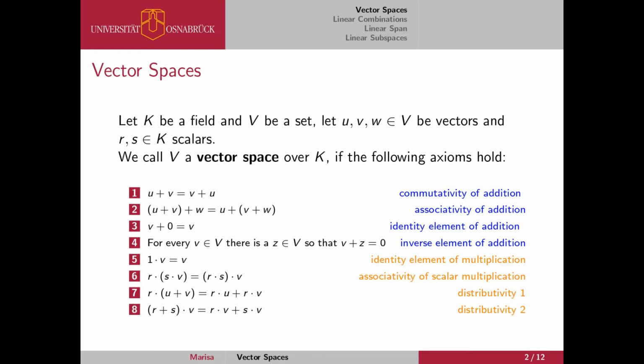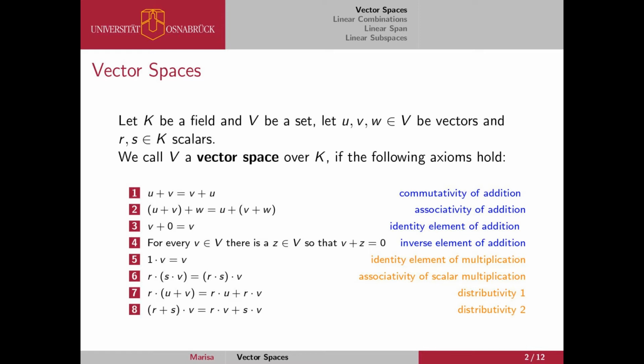Now, the third one states that v plus 0 equals v, which means there has to be an identity element for the addition. And the 0 here just looks like a 0, but actually it means that there has to be a 0 vector. So some kind of vector that has zeros everywhere, so that if we add it to the vector v, we still have the vector v. So this is the identity element of the addition.